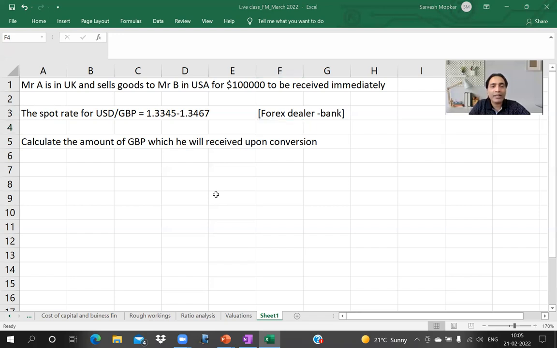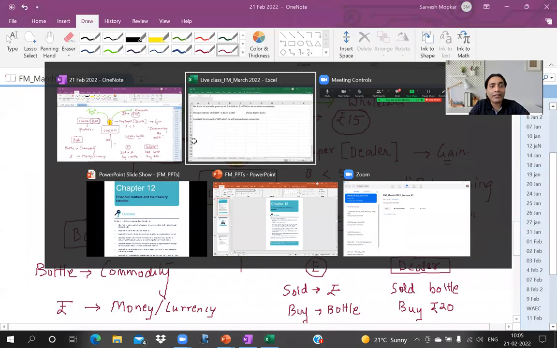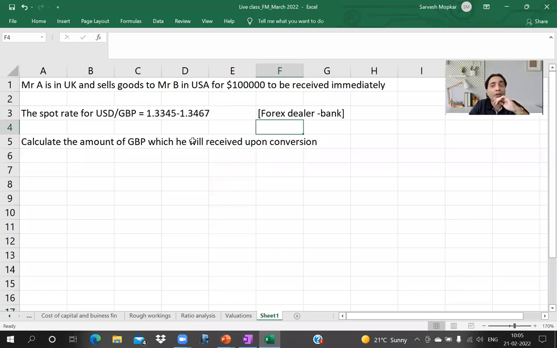So buy price is 1.3345. Very good, Fatima. Okay, but tell me, whose buy price are you talking about? Like in this case, we're talking about GBP. In this case, whose buy price are you talking about? So this 1.3345 is the price of what? I'm not asking for whom. I'm saying of what? 1.3345 is the price, no? Price of what?